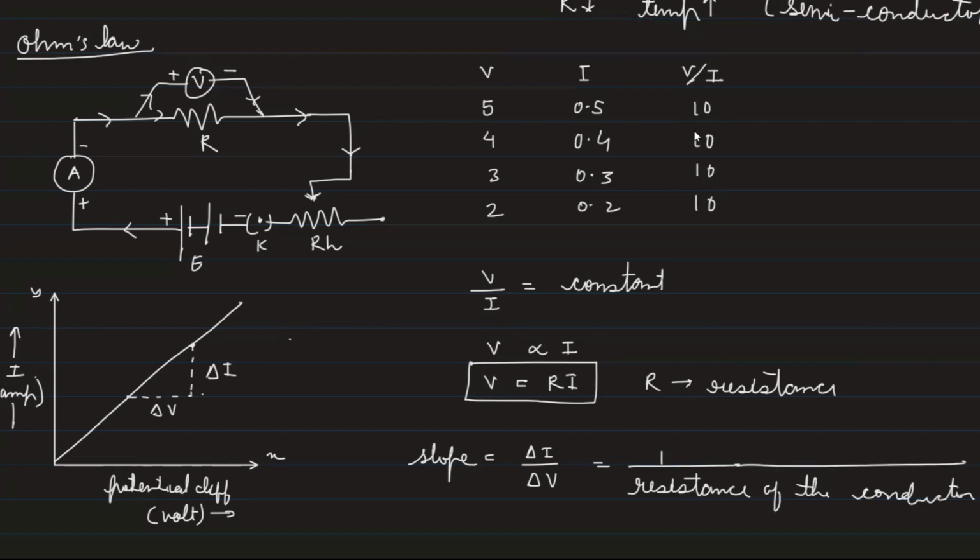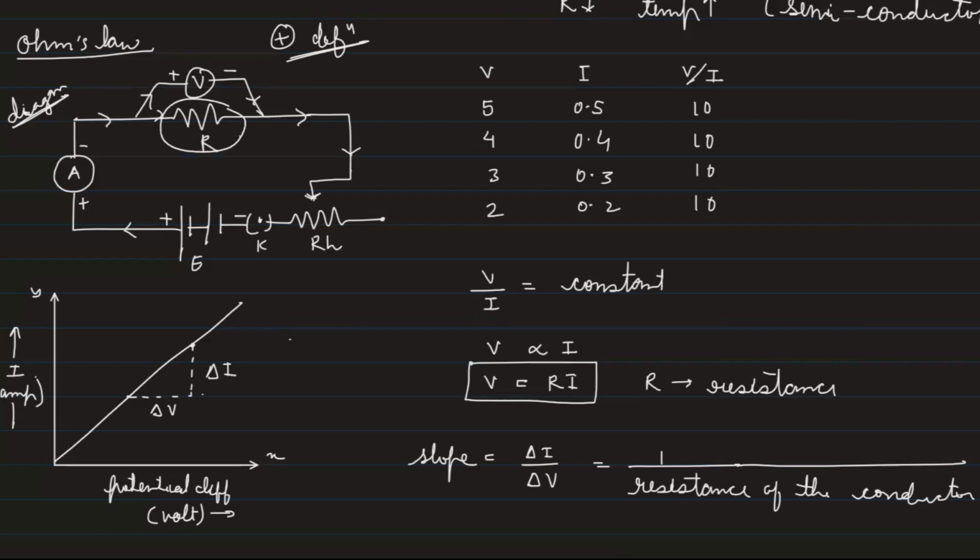So for Ohm's law, what do you need to know? You need to know the diagram. What is this diagram? The diagram to verify Ohm's law. The second thing that you need to know is the statement of Ohm's law, or the definition. According to Ohm's law, the current flowing in a conductor is directly proportional to the potential difference applied across its ends, provided that the physical condition and the temperature of the conductor remain constant.